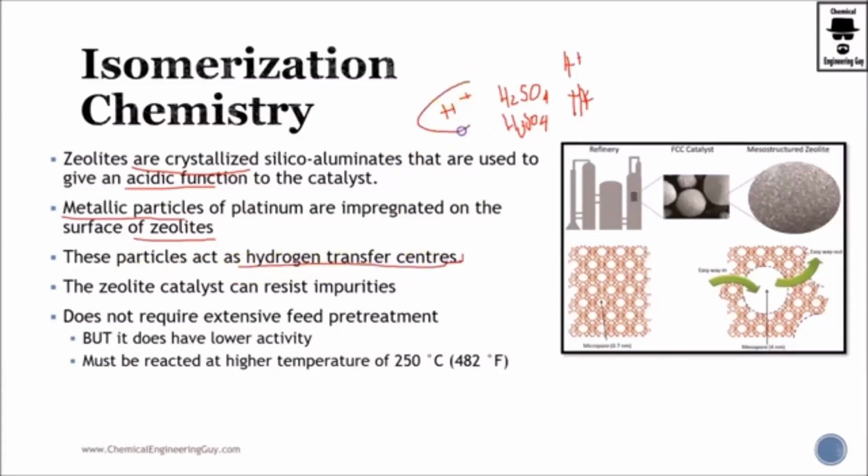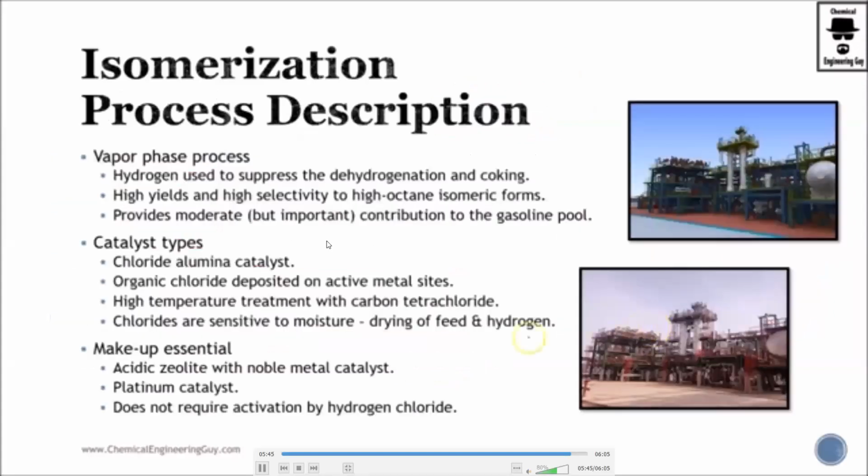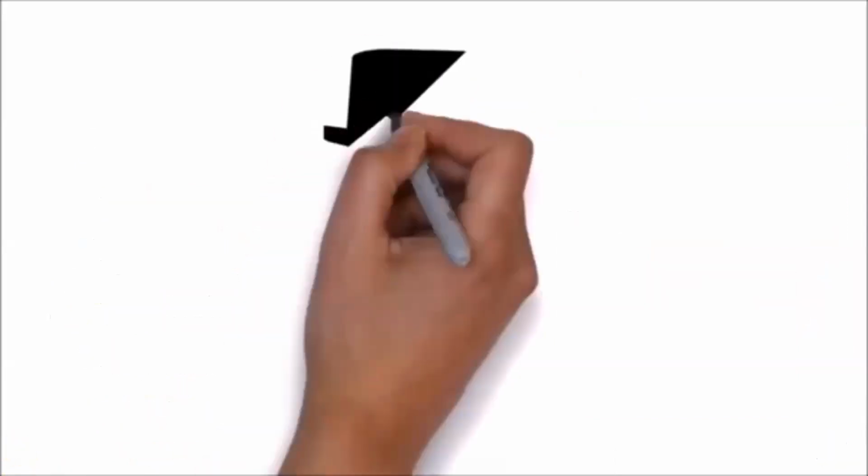Remember these hydrogens. The zeolite catalyst can resist impurities, so that's an advantage compared to the chlorinated catalyst. It does not require extensive feed pretreatment, which is awesome, and that means that our catalyst is going to last longer. But as stated before, it has lower activity and will require high temperatures, and it's one for the other. Now let's continue to the process description of isomerization.